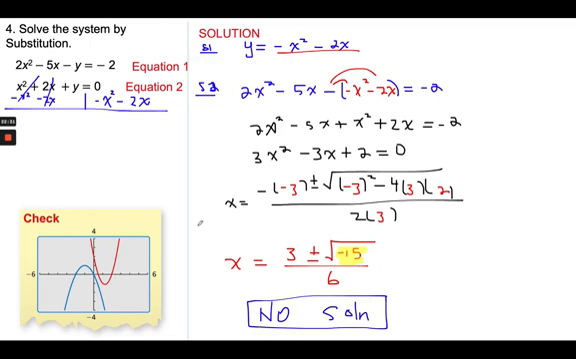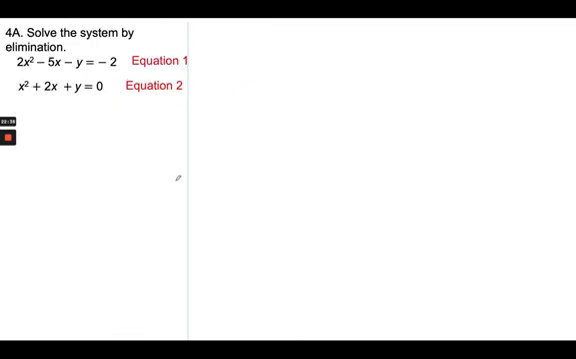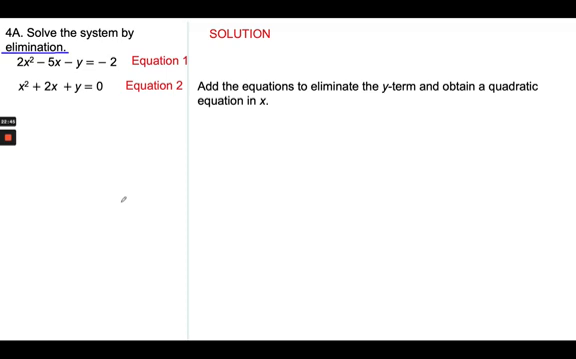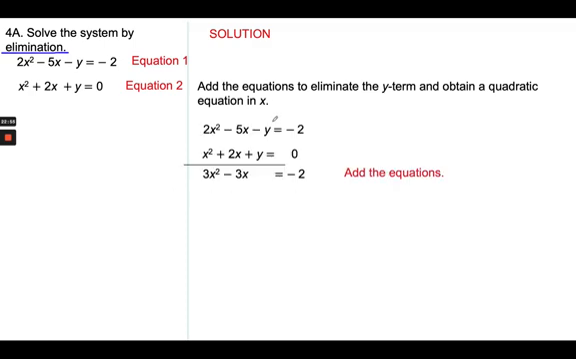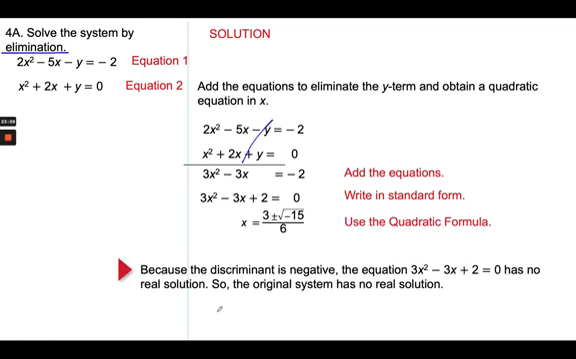I'm going to show you the same problem, number 4, using elimination, but you don't need to do that. I just want to show you really fast. So here we're going to solve using elimination. Make sure your x squares, your x, your y are aligned. So now we're going to add the equations to eliminate. As you can see, the negative y and the y cancel. And you get 3x squared minus 3x is equal to negative 2. I'm going to move the negative 2 to make it into standard form. After that, we use the quadratic formula. As you can see, this is still negative. And because it's negative, there are no real solutions. So you could just say the original system has no real solution, and you are done.